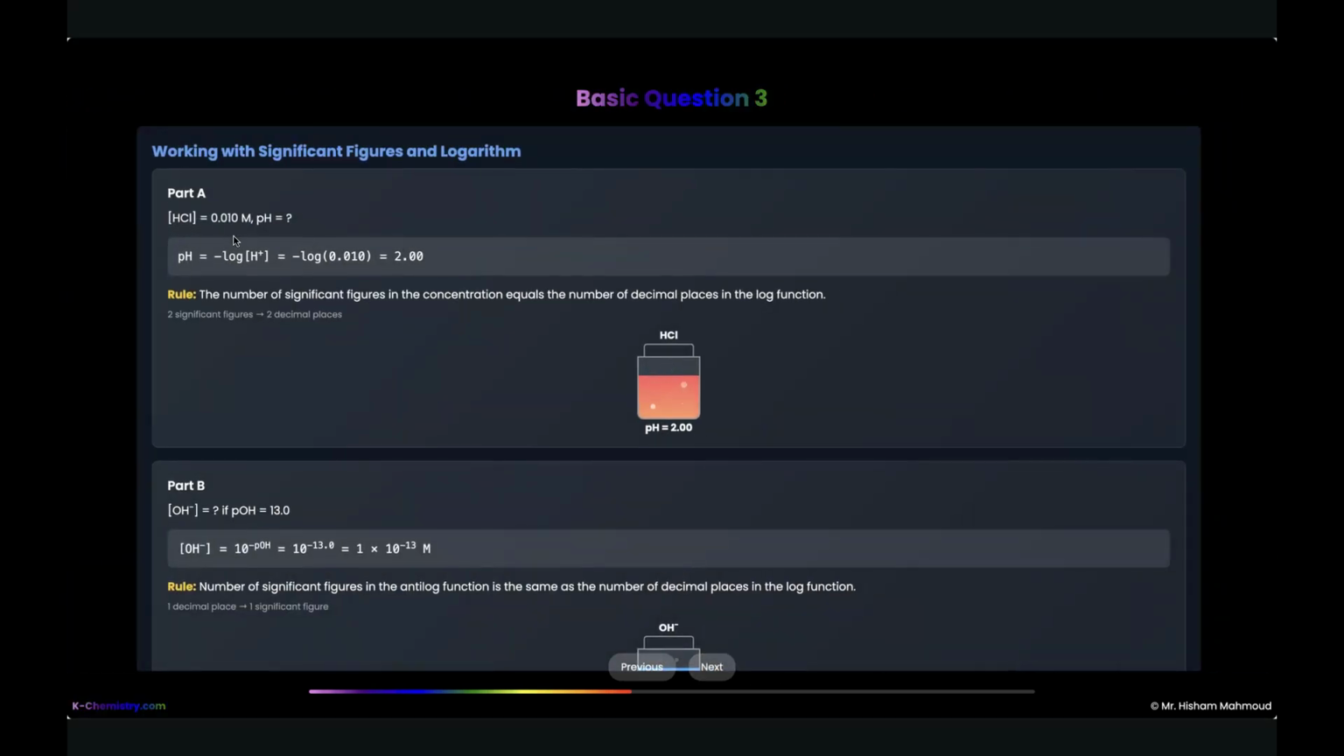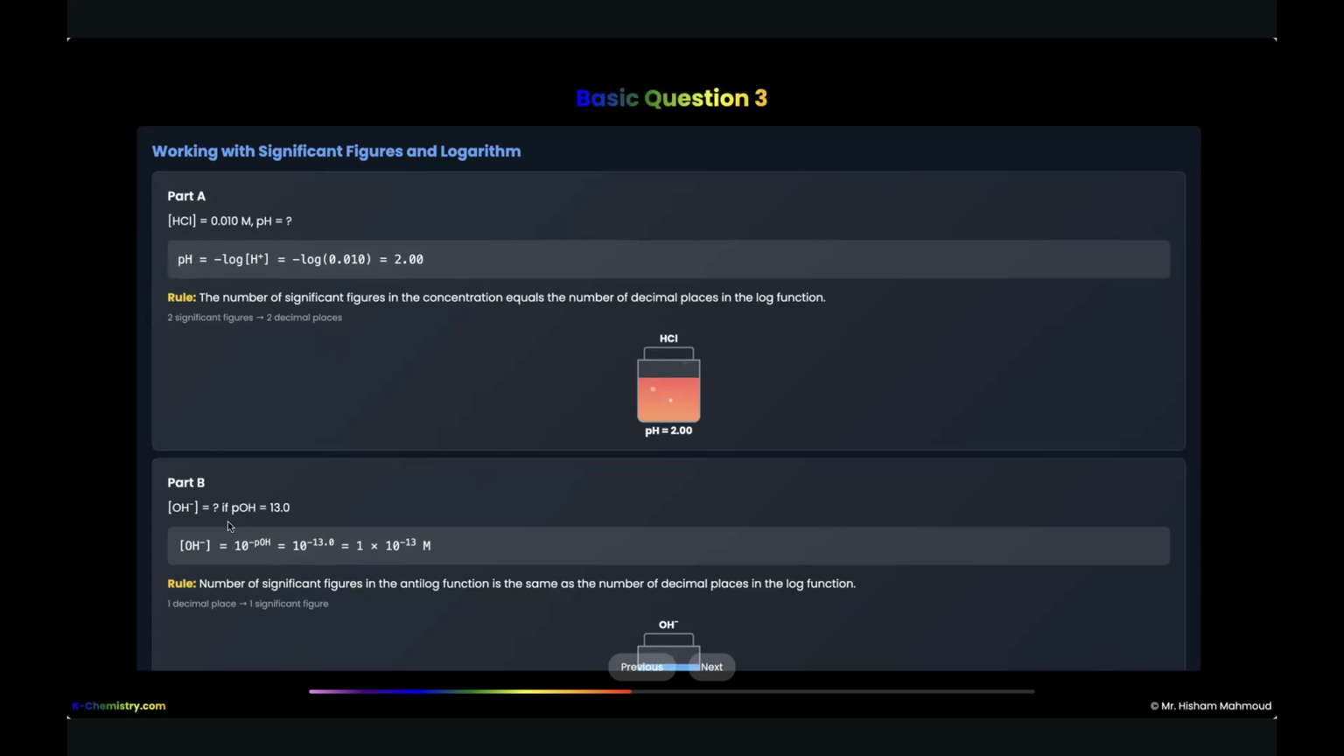Now I have HCl equal to 0.01 molar, pH is equal to what? So pH is equal to negative log. We know that negative log of 0.01 is 2, but how many decimal places will I put? The number of decimal places is equal to the number of significant figures in the concentration. So the concentration has 2 significant figures, the 1 and the 0. So there will be 2 decimal places here also.